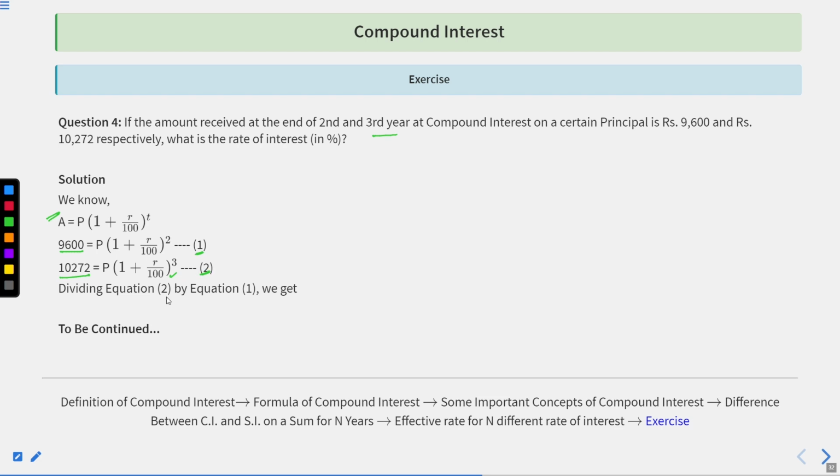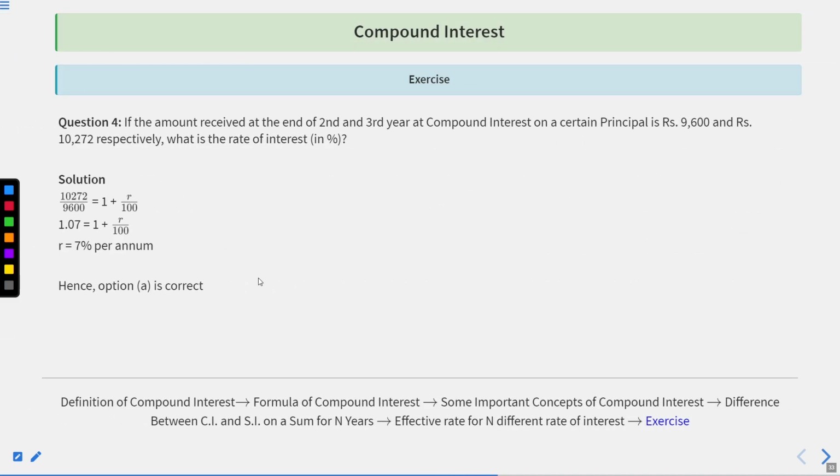So dividing equation 2 by equation 1, we get 10,272 upon 9600 equal to 1 plus R upon 100. So it will be 1.07 equal to 1 plus R upon 100, that is 7% per annum. So the option correct here is option A.